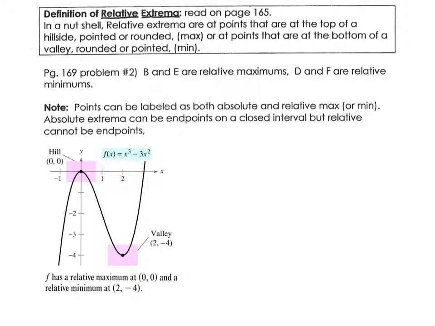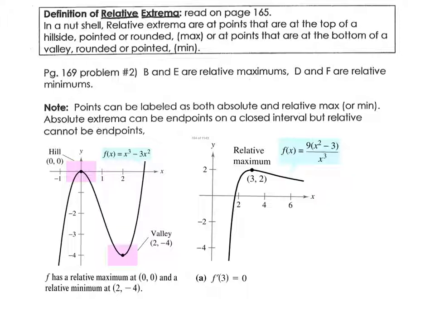For this function, we have a relative maximum at (0, 0), and we have a relative minimum at (2, -4). This is over the interval -infinity to infinity, and there actually is no absolute min or max because this function would just continue on forever to positive infinity and down to -infinity. However, we do have a top of a hill right here and the bottom of a valley right here, so those two points are considered relative extrema.